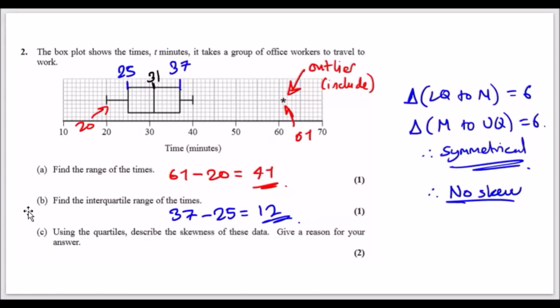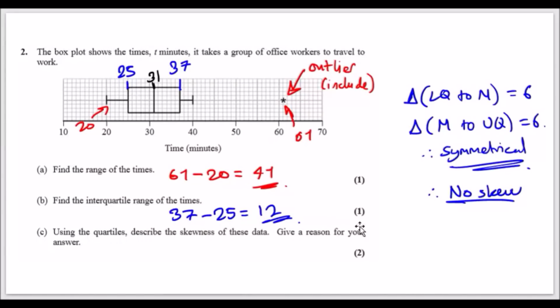Now, B, find the interquartile range of these times. This is the difference between the upper quartile, which is over here, the edge of the box, 37, and the lower quartile, which is 25. This should give you 12. So quite easy. Now C, using the quartiles, describe the skewness of the data.